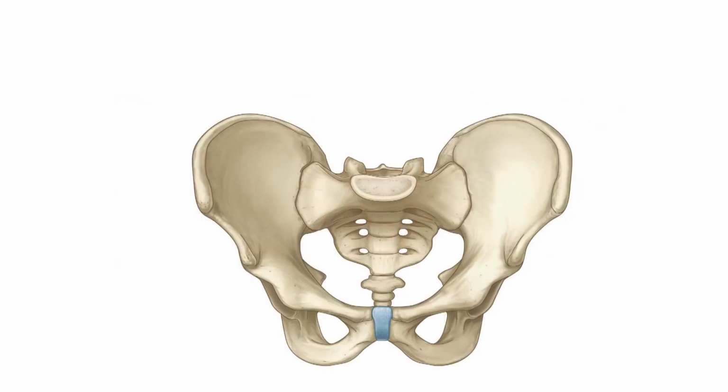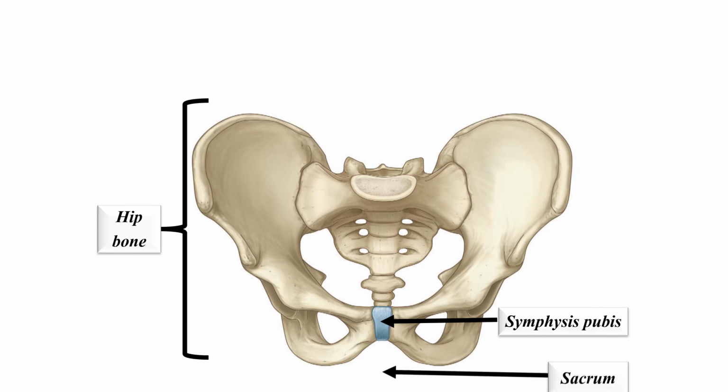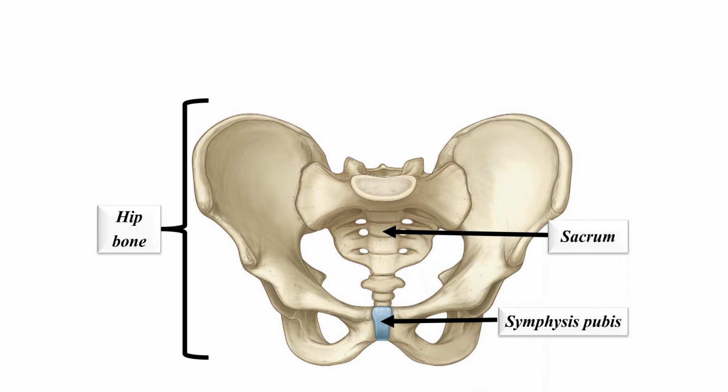In this slide, we will show the articulation of the hip bones with each other and with the sacrum. This is the hip bone on the right side. It articulates with the hip bone on the left side anteriorly at the symphysis pubis. This is the sacrum. The two hip bones articulate with the sacrum posteriorly at the sacroiliac joint. Here, this is the sacroiliac joint on the right side and the sacroiliac joint on the left side.